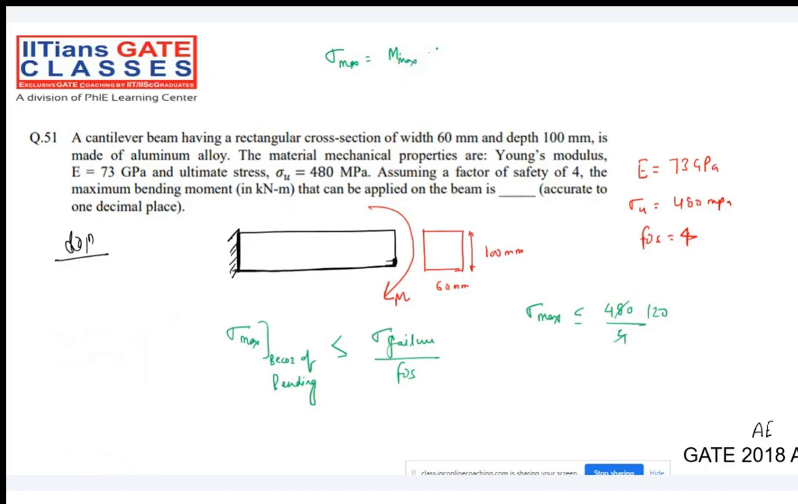Y maximum divided by I should be less than or equal to what? 120 megapascal. Y we know that is 50. I we know that is 60 into 100 cube divided by 12, should be less than or equal to what? 20. So from here, if you just calculate, remember whatever the bending is there, that bending is happening about the I axis. Right? So what we can write here, 50 into 12 divided by 60 divided by 100, 1000.